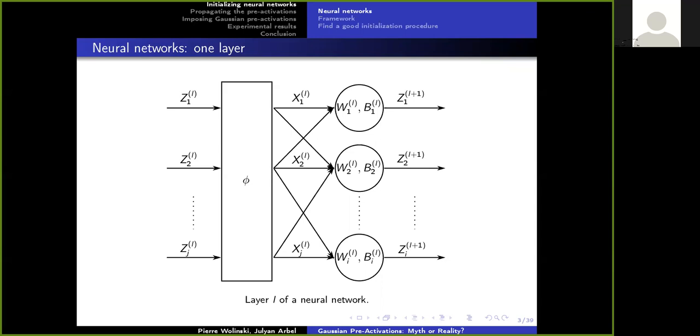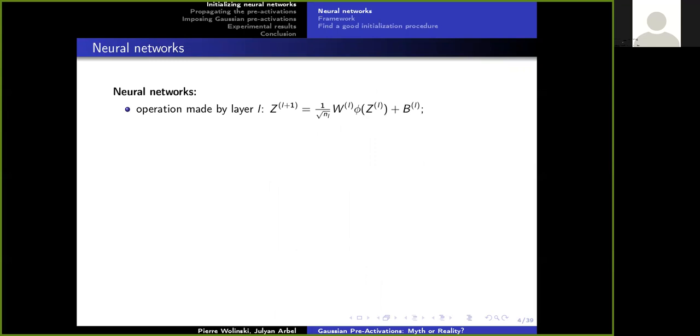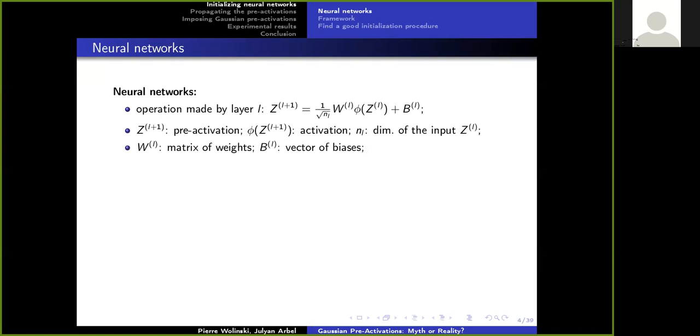So here is a very rough representation of one layer, which is a bit different from the usual, because you have here the preactivation Z being transformed by an activation function phi into activations X, and then the affine layer outputting the preactivation Z. More formally, the operation done is this one, where Z are the preactivations, phi of Z is the activation, W is the matrix of weights, and B the vector of biases. You can see here that we have a scaling 1 over the square root of N_L, the square root of the number of inputs. It's a very useful scaling for theoretical study. I will explain later.